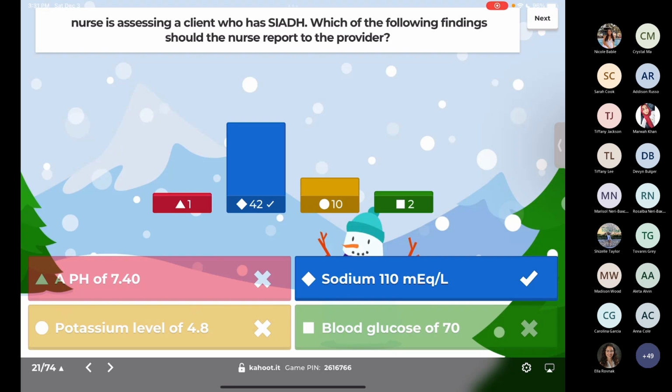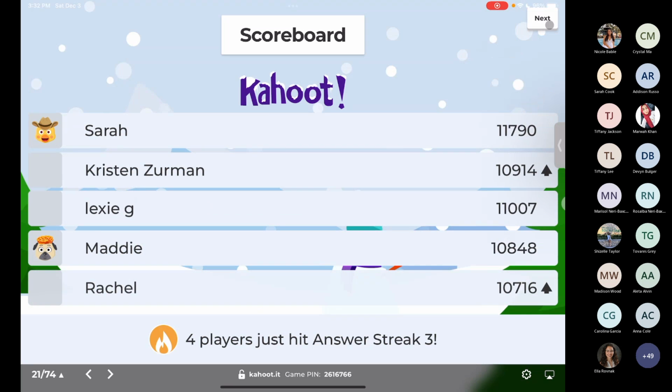Good job, guys. So they are big and bloated because they're holding on to a lot of water. What happens when we have so much water? It's going to throw off our ratio of salt to water, so we're going to be hyponatremic.